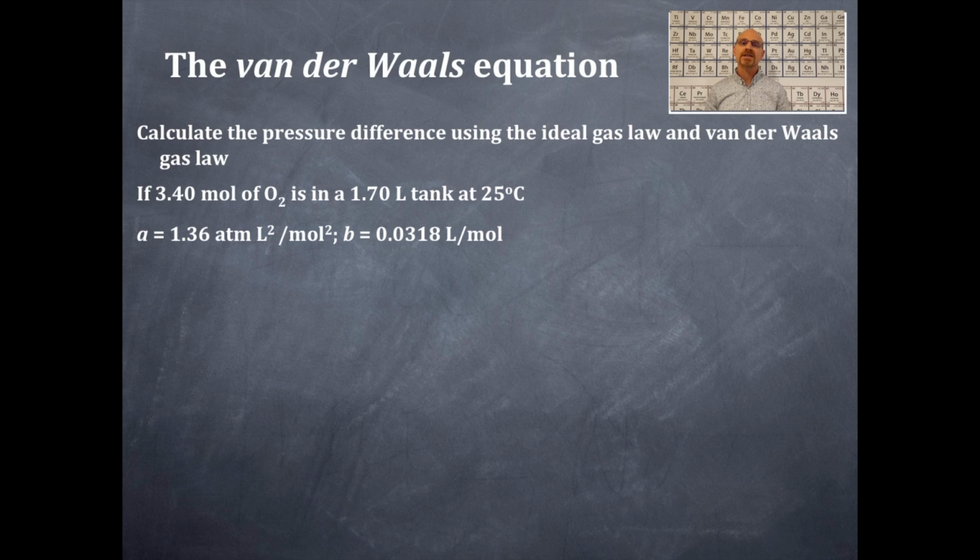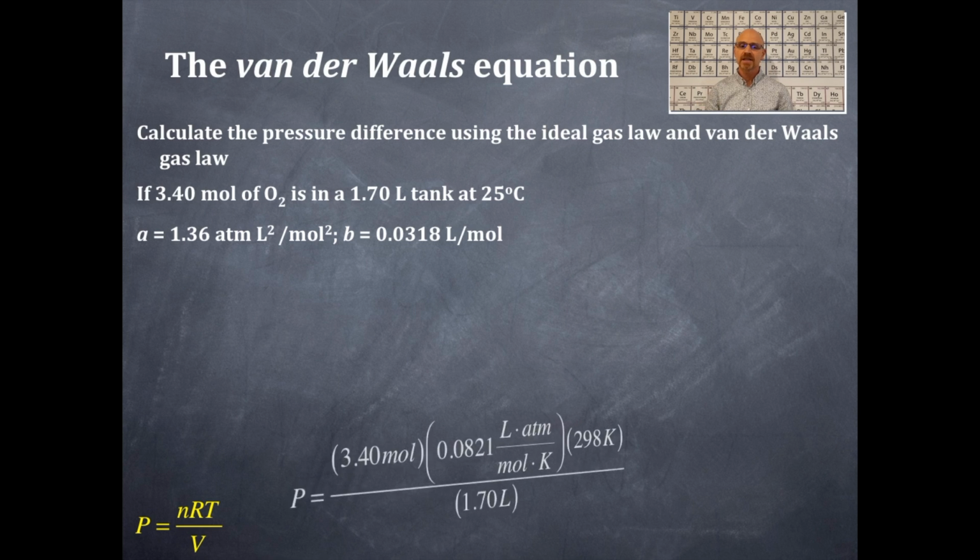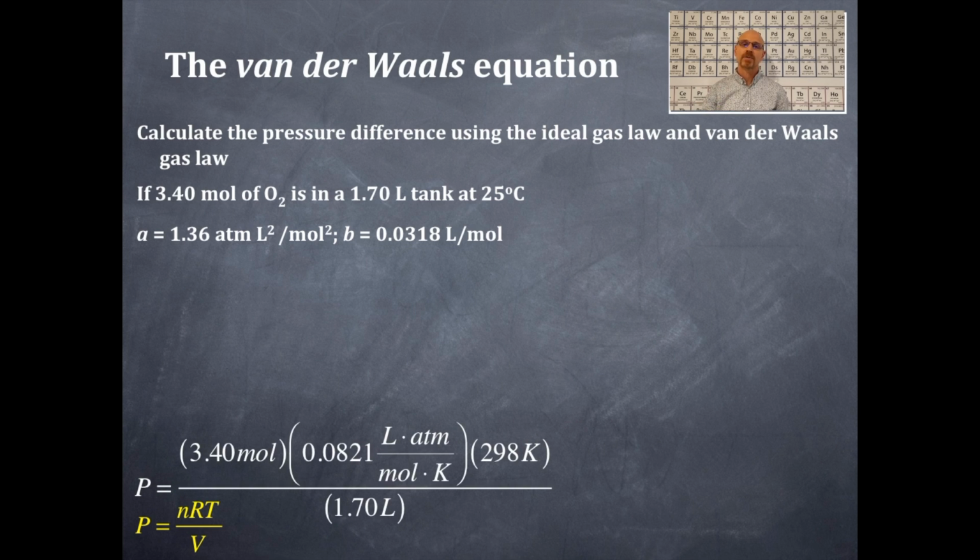Again, the ideal gas law is a great approximation under most circumstances, but the van der Waals equation gives you what you really need under all situations. So I'm solving the ideal gas law for pressure. That's P equals nRT over V, and I'm going to plug right into this. I've got my 3.40 moles of oxygen gas, my gas constant, my 298, that's the 25 degrees Celsius, and my volume at 1.70 liters. I'm going to solve for this, and I get the pressure under ideal conditions at 48.9 atmospheres.